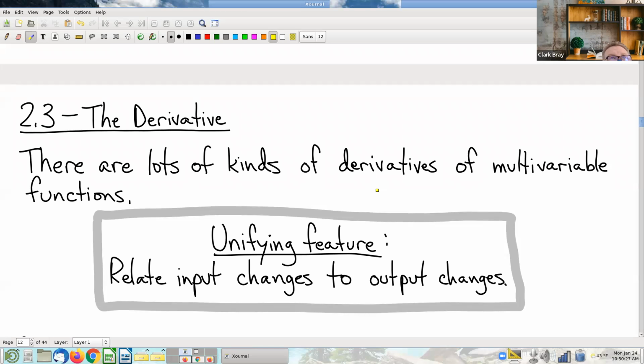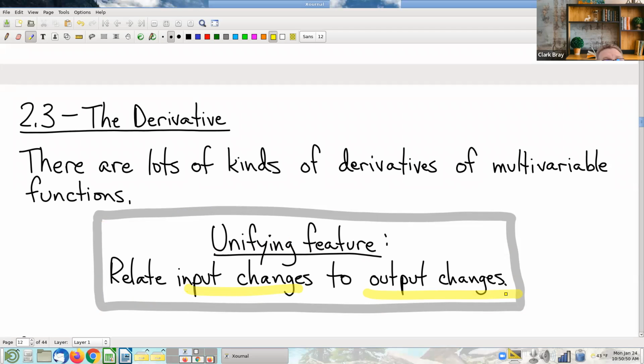They are all qualitatively different, but they all have this one unifying feature. And I think this is really important to recognize. And I want this to be the cornerstone of your point of view on multivariable differentiation. All multivariable derivatives relate input changes to output changes.